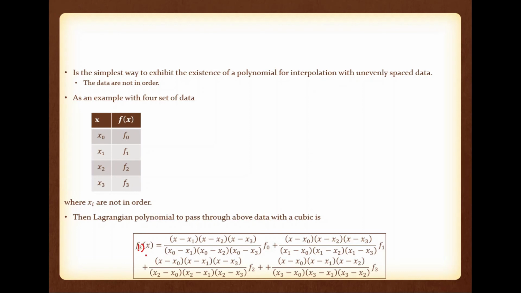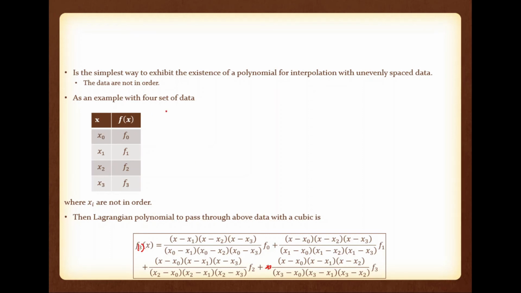Okay, so please note, f in bracket 3 of x is equal to x minus x1 into x minus x2 into x minus x3 divided by x0 minus x1 into x0 minus x2 into x0 minus x3 f0 plus x minus x0 into x minus x2 into x minus x3 divided by x1 minus x0 into x1 minus x2 into x1 minus x3 f1 plus x minus x0 into x minus x1 into x minus x3 divided by x2 minus x0 into x2 minus x1 into x2 minus x3 f2 plus x minus x0 into x minus x1 into x minus x2 divided by x3 minus x0 into x3 minus x1 into x3 minus x2 into f3.